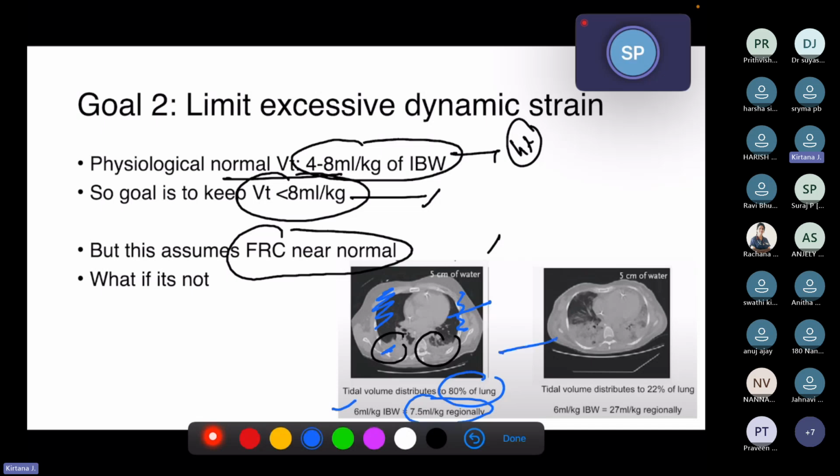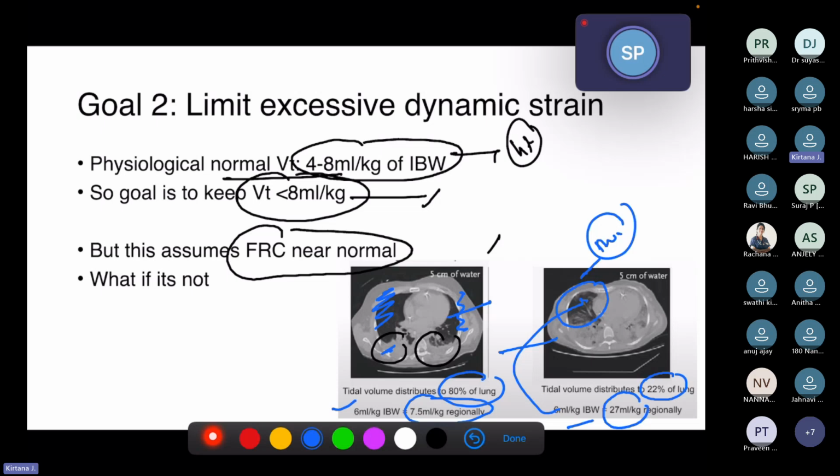Now look at this second example, a more severe patient where almost 70 to 80% of the lung has been damaged, and the available lung for ventilation is only this small pocket of lung in the right upper lobe. So now if you give the patient again 6 ml per kg, only 20% of the lung is actually available for ventilation, right? So this 6 ml per kg is going to go only to this region, and this is causing a regional ventilation of more than 25 ml per kg. So imagine the amount of strain that this part of the lung will be undergoing.